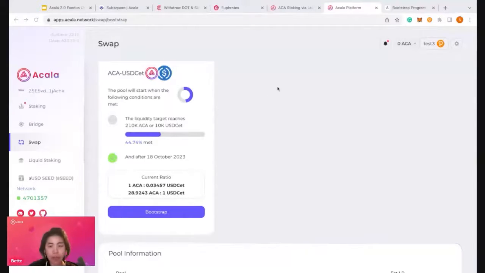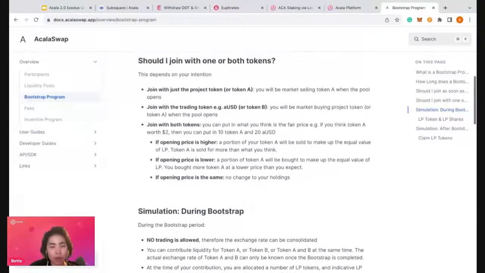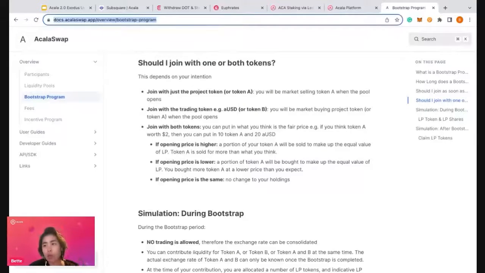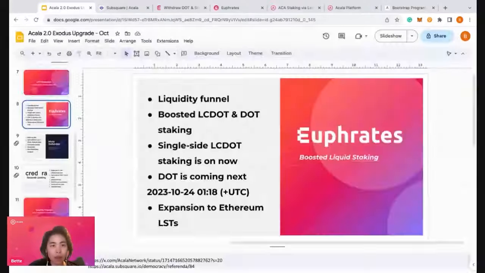With regard to the details of the bootstrap, I will let you read, because this is not a new thing that we have. It has been going on for a while. But people ask questions like, should I join the bootstrap? If I join with one token or two tokens, what are the dynamics there? I think you can read about that there by yourself.